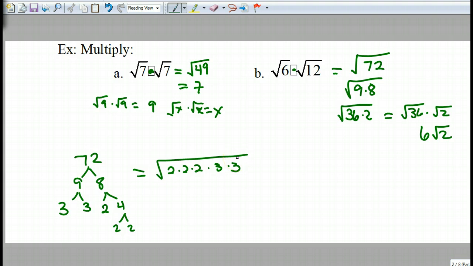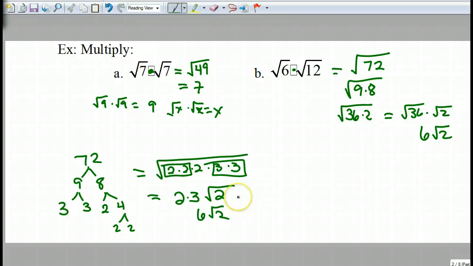Now, what I want to do is find pairs of numbers. How many pairs of 2's do I have? 1. I can take out 1 pair. And I can take out 1 pair of 3's. So I can actually write this as 2 times 3 because I'm taking them out of the square root. I'm leaving this one behind because it doesn't have a pair. 2 times 3 is what? 6. So 6 square roots of 2. See? This way is a little bit easier because then you don't have to have your perfect square chart memorized.